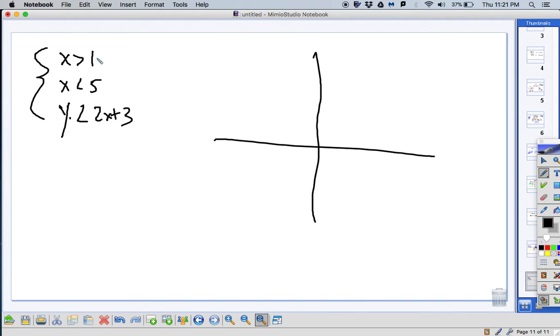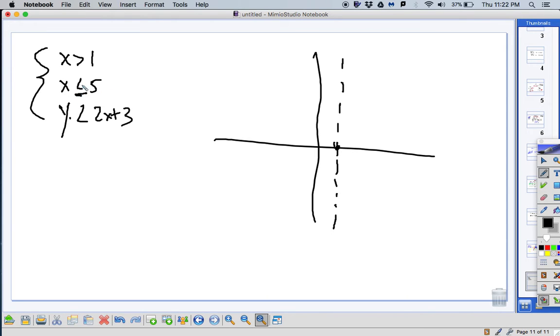First one is x equals 1. Well, x equals 1 is you go find 1 on the x-axis. It's right here. And since it's just equal to, it's going to be a vertical line straight up and down. But remember, it is not or equal to, so it's going to be a dashed vertical line. So we go over here, and we're going to make a dashed vertical line straight up and down at x equals 1.